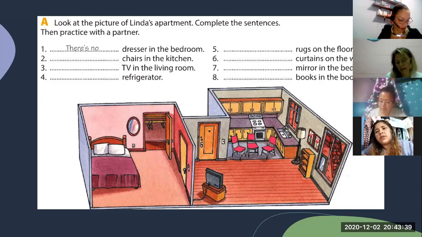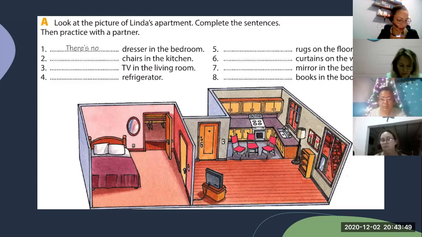There isn't any roofs on the floor. Okay, another. Aha, because it's plural, está en plural, roofs. Entonces, ¿cómo nos quedaría? There aren't rugs on the floor. Excellent. Y si le pusieron any, también está correcta. There aren't any rugs on the floor.